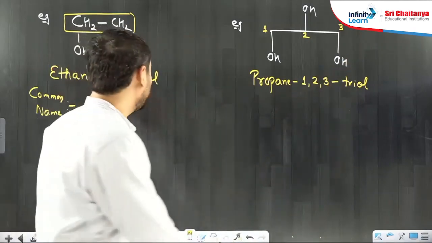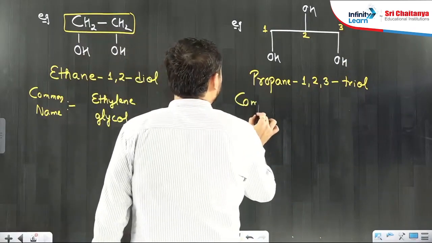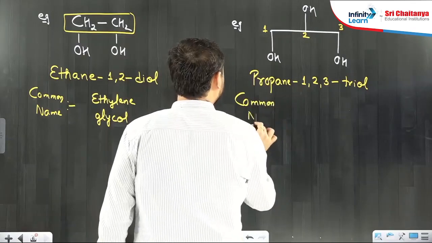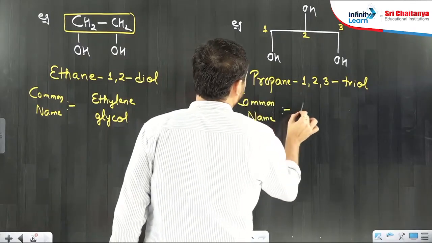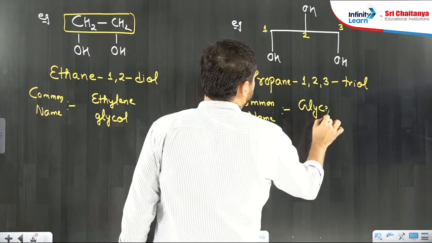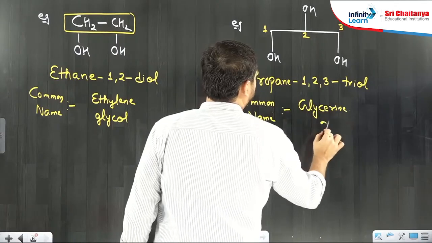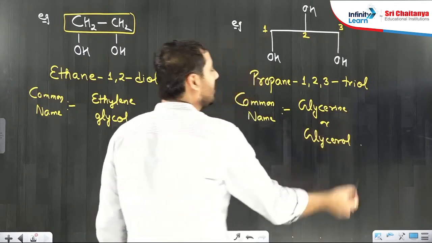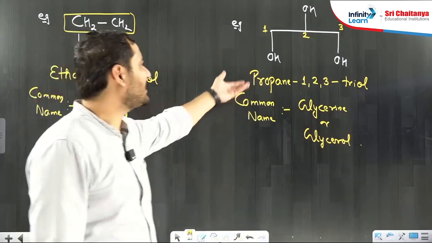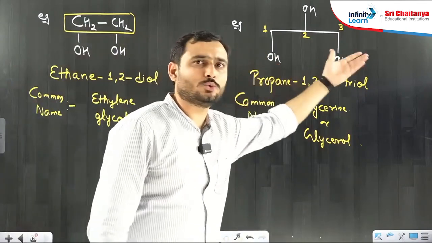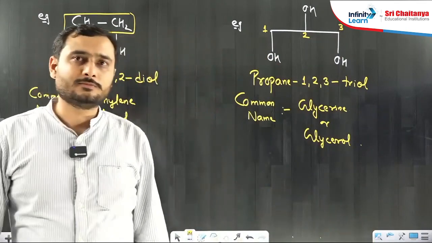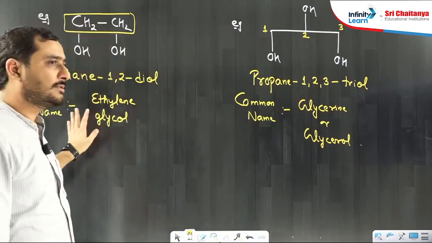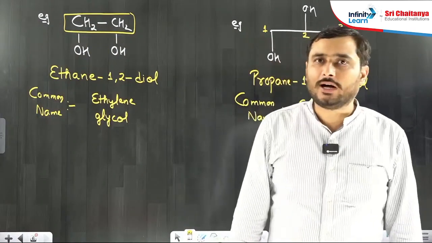Clear? And the common name, if you can remember, for this is glycerin or glycerol. Have you heard about glycerin? So it is glycerin, or it is called glycerol. So this is the common name. Clear? But the IUPAC name we have to remember is propane 1, 2, 3 triol. Clear? Any doubt in this?